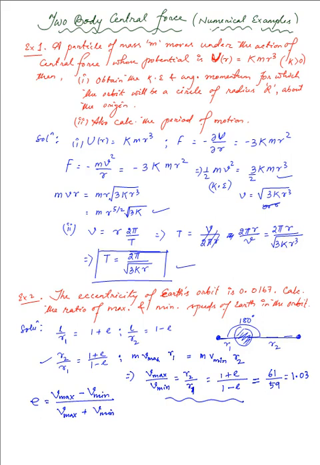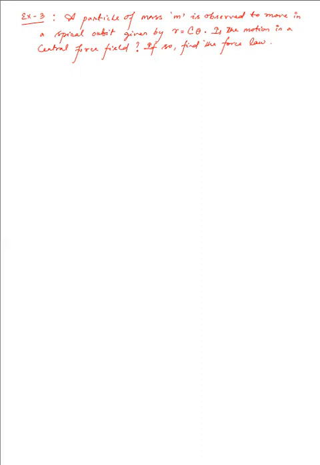Then moving over to the next question, we have a particle of mass m that is observed to move in a spiral orbit.